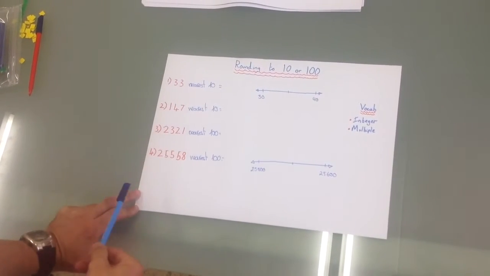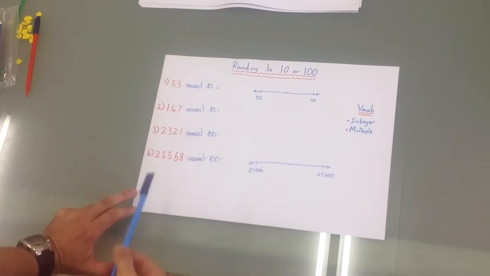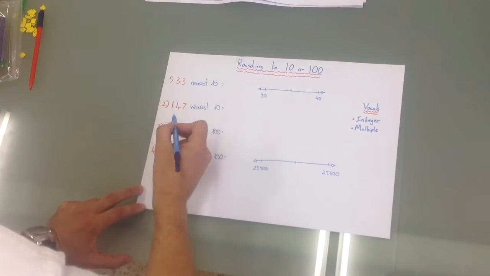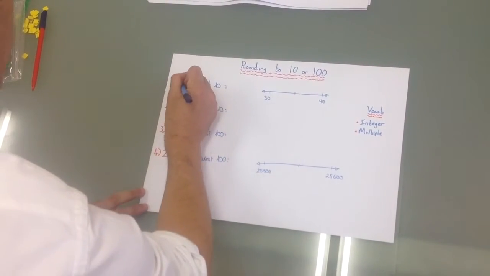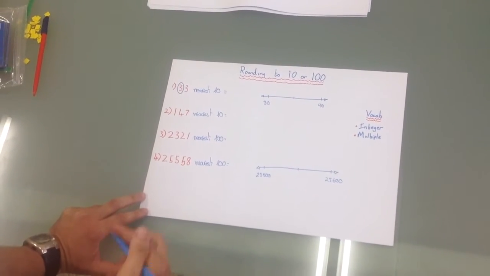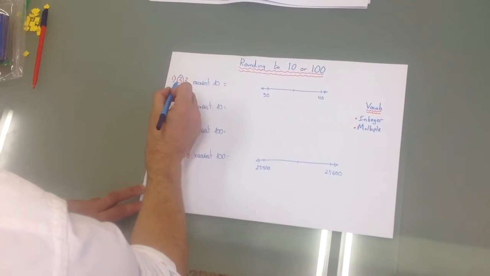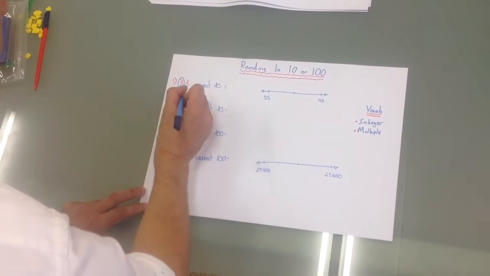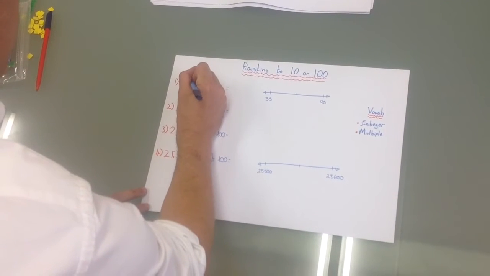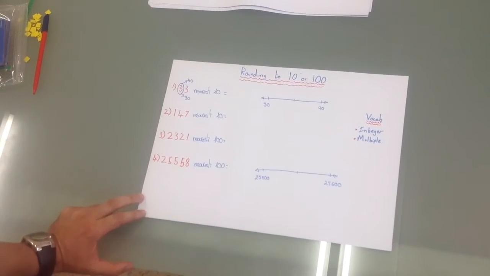We've got 33 and we have to round it to the nearest 10. So this is what we're going to do. Because we round to the nearest 10, we're going to put a circle around the digit that is in the tens place. And we've got 2 possibilities. That number, that 10, is going to round either to 30 or to 40.